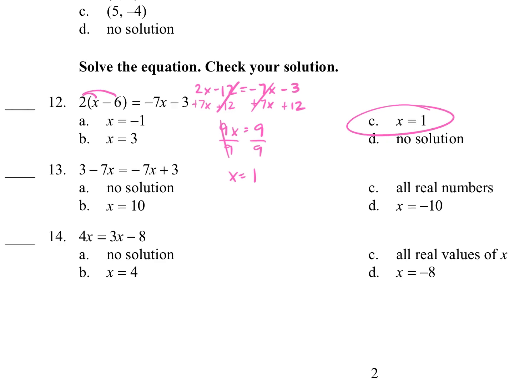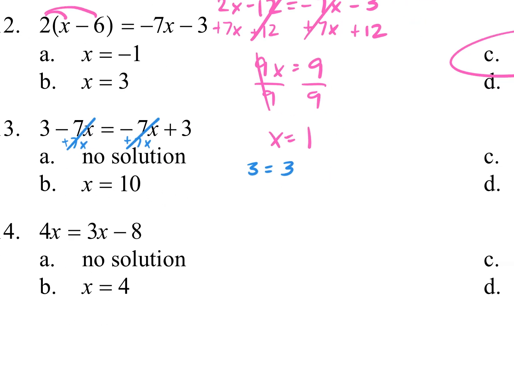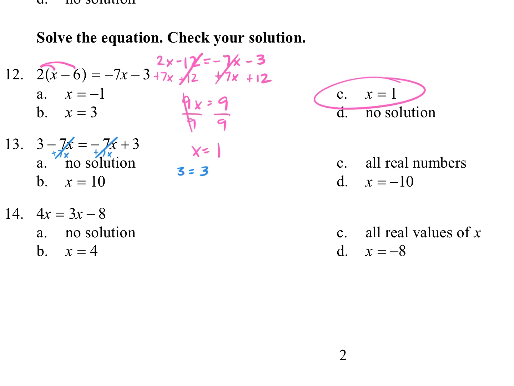Let's do 13. So here I'm going to add 7x to move it to the other side. But it actually cancels out on both sides. Then we're just left with 3 is equal to 3. Does 3 equal 3? Is this true? Yes. So what do you think our answer would be? All real numbers.